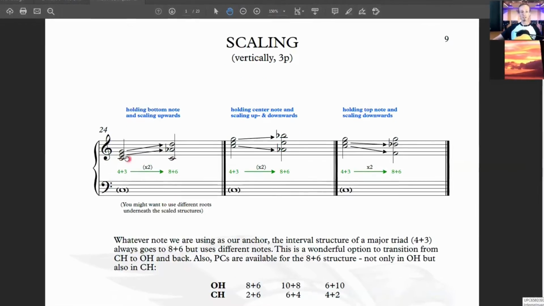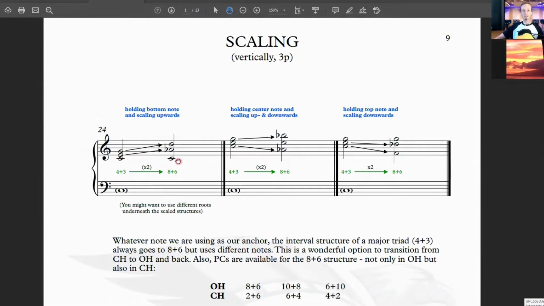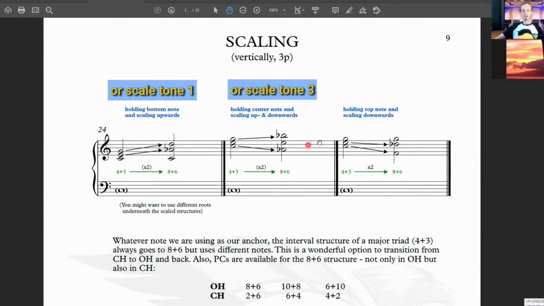The common note, obviously, right here is the note C. Then right here, it's the middle note. The common note is the E. And then up here, the common note between those 2 structures is the G. So how did we get to those pitches, to those actual notes? If we held this lowest note here, then instead of going up by 4, now we go up 8. That is the distance from C up to A flat. This is 8 half steps. From there, now we go up by 6. That is from A flat to the D. This is how we get to these structures here.